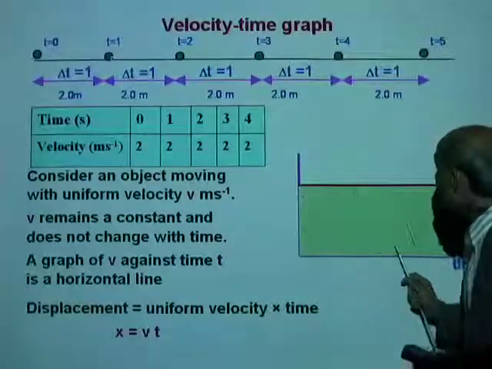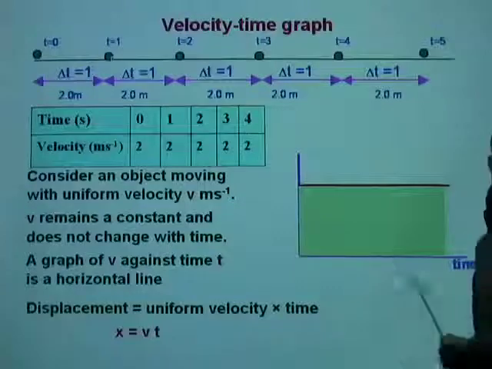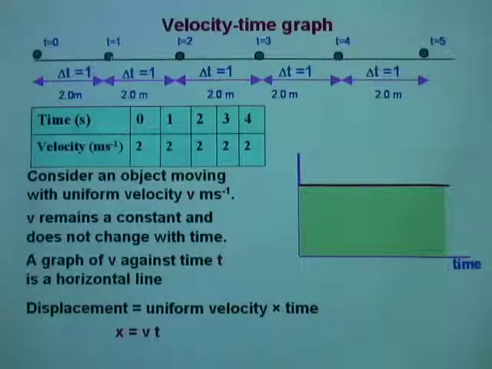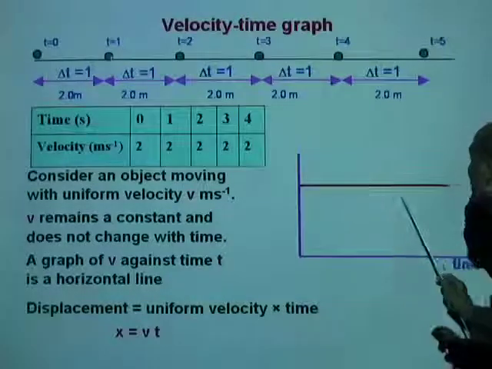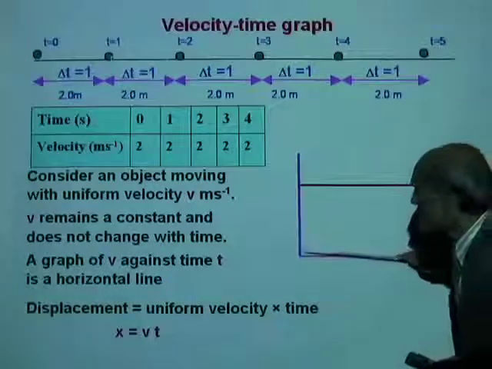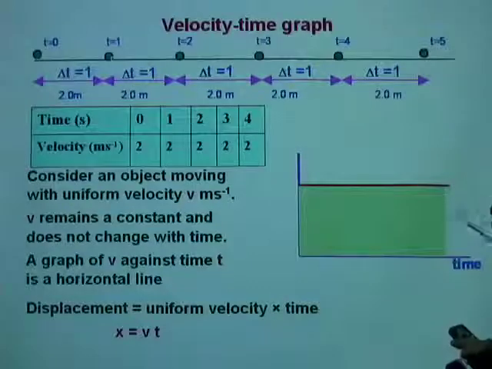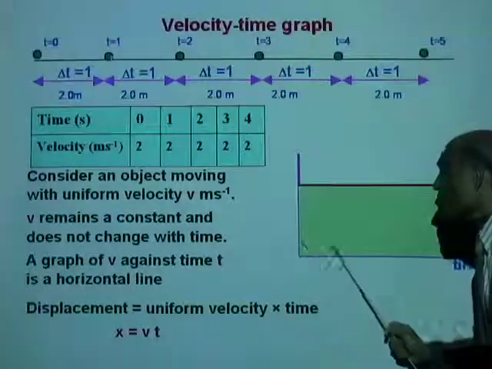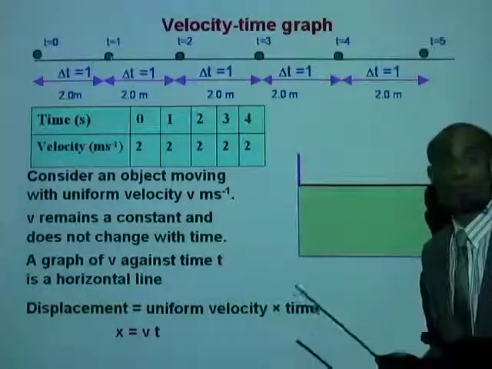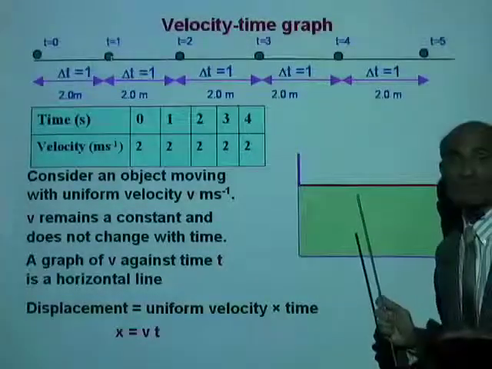Now look at the area under the curve. I have just shaded that area. Well, what does the area under the velocity graph represent? If I shade this area, the shaded part is a rectangle. What does the area of that rectangle represent?